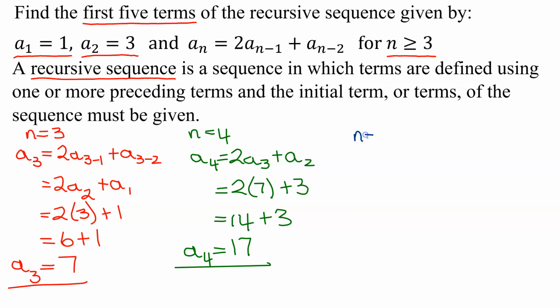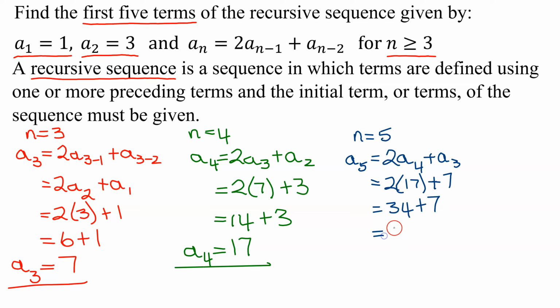Lastly, we need to figure out what happens when n equals 5. So the fifth term, a sub 5, equals 2 times a sub 5 minus 1, which is a sub 4. So 2 times the fourth term plus a sub 5 minus 2, which is a sub 3. That's the third term. So it's going to be 2 times the fourth term, which is 2 times 17, plus the third term, which is 7. So 2 times 17 is 34, plus 7 equals 41. So the fifth term is equal to 41.